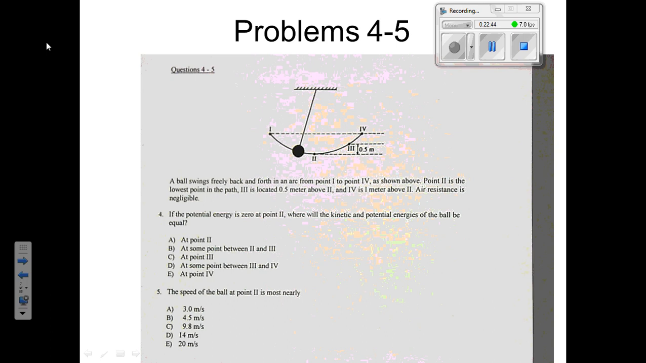All right, so the first problems off your packet that are related to pendulums or springs are problems 4 and 5. If you look at those problems, it says a ball swings freely back and forth in an arc from point 1 to point 4, as shown above. Point 2 is the lowest point in the path. So point 2 right here, what can we call point 2? That's equilibrium. We'll put a big E here.